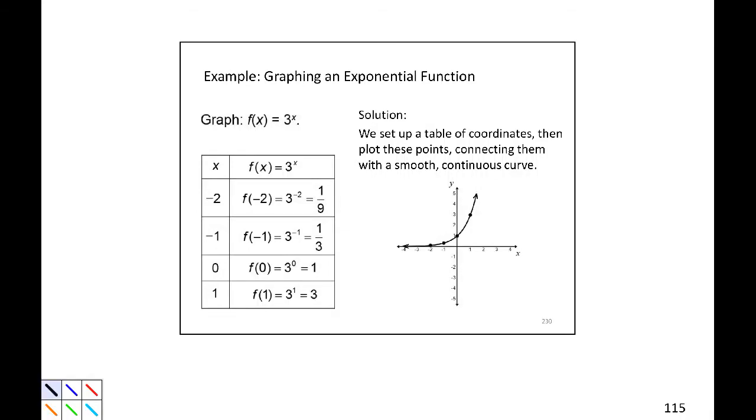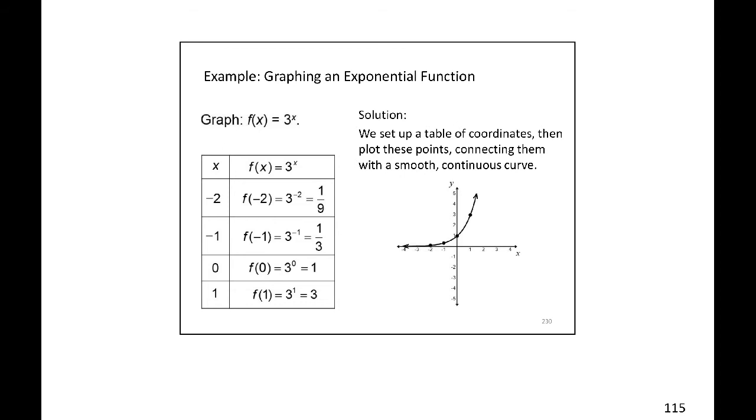Now that we can recognize some characteristics of exponential functions, we can graph an exponential function. In this example, we graph f of x equals 3 to the x. By evaluating at the values -2, -1, 0, and 1, we obtain these points: (-2, 1/9), (-1, 1/3), (0, 1), and (1, 3). We can plot these points on our graph and connect them with a smooth continuous curve.